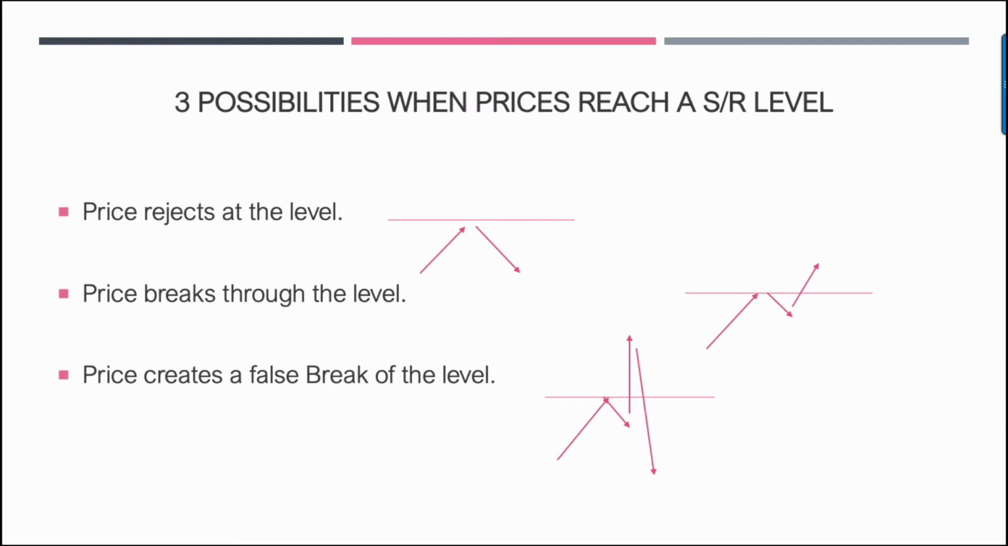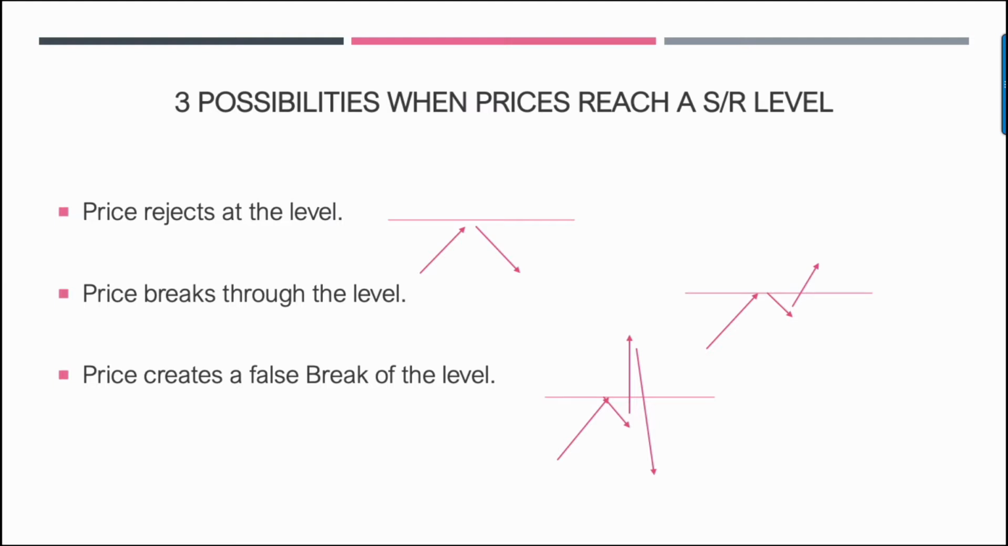Us as retail traders, we don't move the market. We're putting in our orders through a broker who has connections to a bank who is actually moving the market. But these, especially the higher time frame support and resistance zones, the traders there are actually moving the market. So the first possibility is that price hits the level and rejects, goes back down.